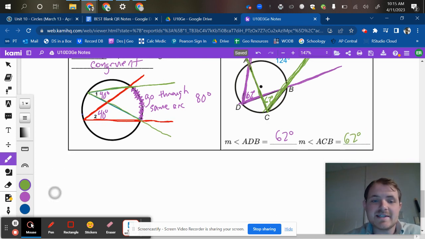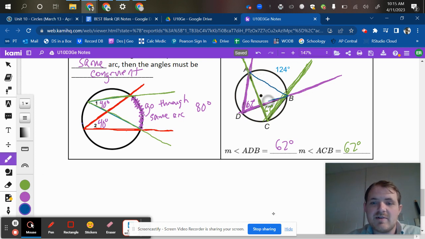Again, coming up in a couple days, we're actually going to create shapes. Oh man, it's going to be so fun. Shapes within the circle.